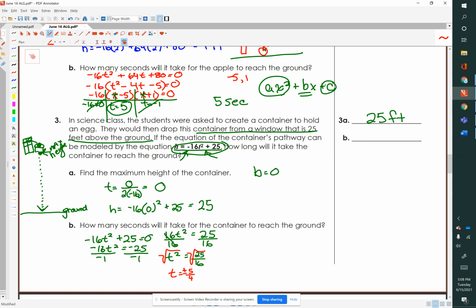However, because this is a distance problem, the negative is not going to help us. We don't need the negative in this case. So t equals 5 over 4. Let's convert that to a decimal. 5 divided by 4 is 1.25, and we're talking about seconds, so that would be 1.25 seconds for that thing to reach the ground.